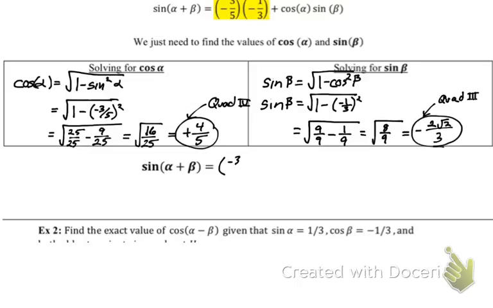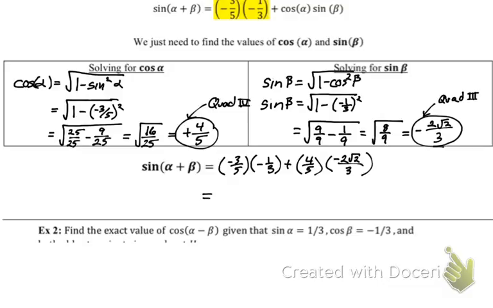So I have negative 3 over 5 times negative 1/3. And then we're going to have plus whatever our cosine value was. So we have 4 over 5 times whatever we got for our sine, which is negative 2 square root of 2 over 3.